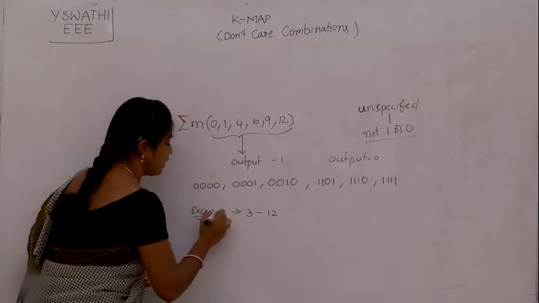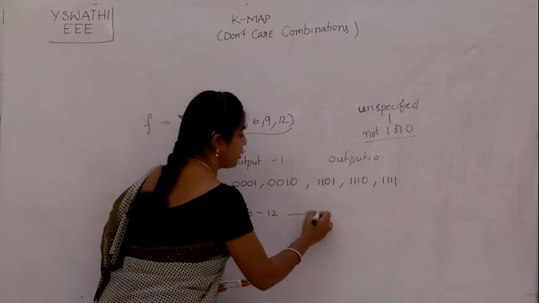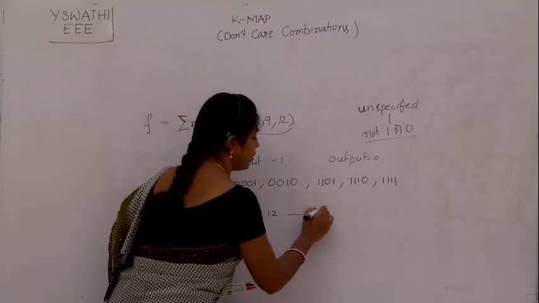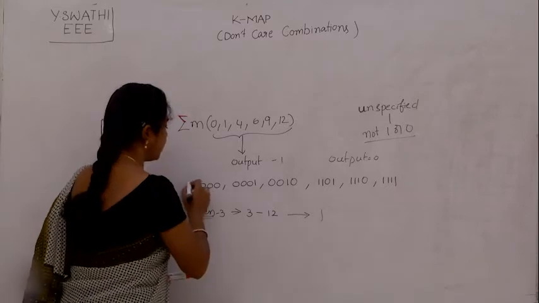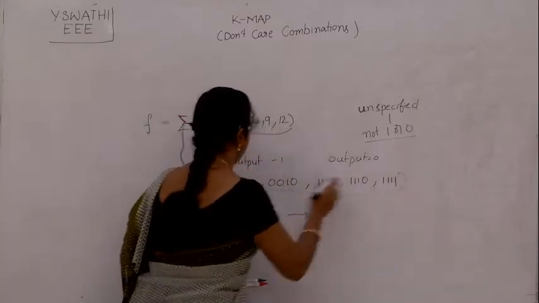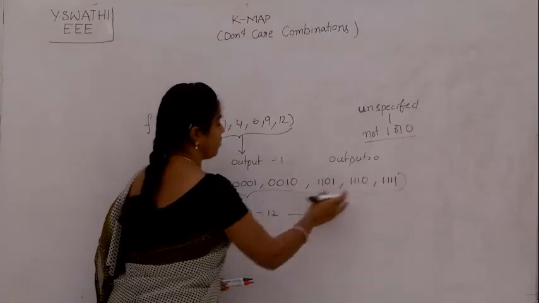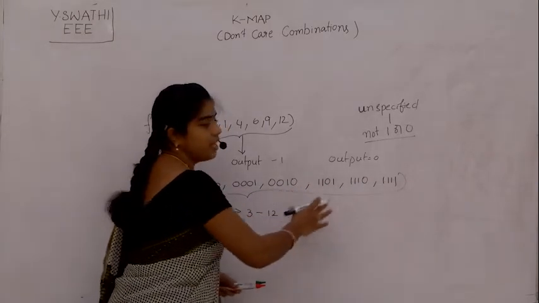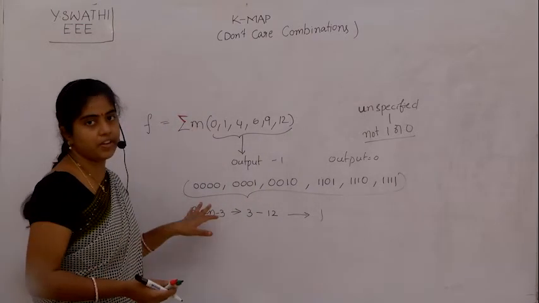For these combinations of inputs in the XS3 code, your output is going to be 1 or 0 according to your POS or SOP expressions. But for the combinations 0, 1, 2, 13, 14, 15, there is no specific output for these combinations of input.